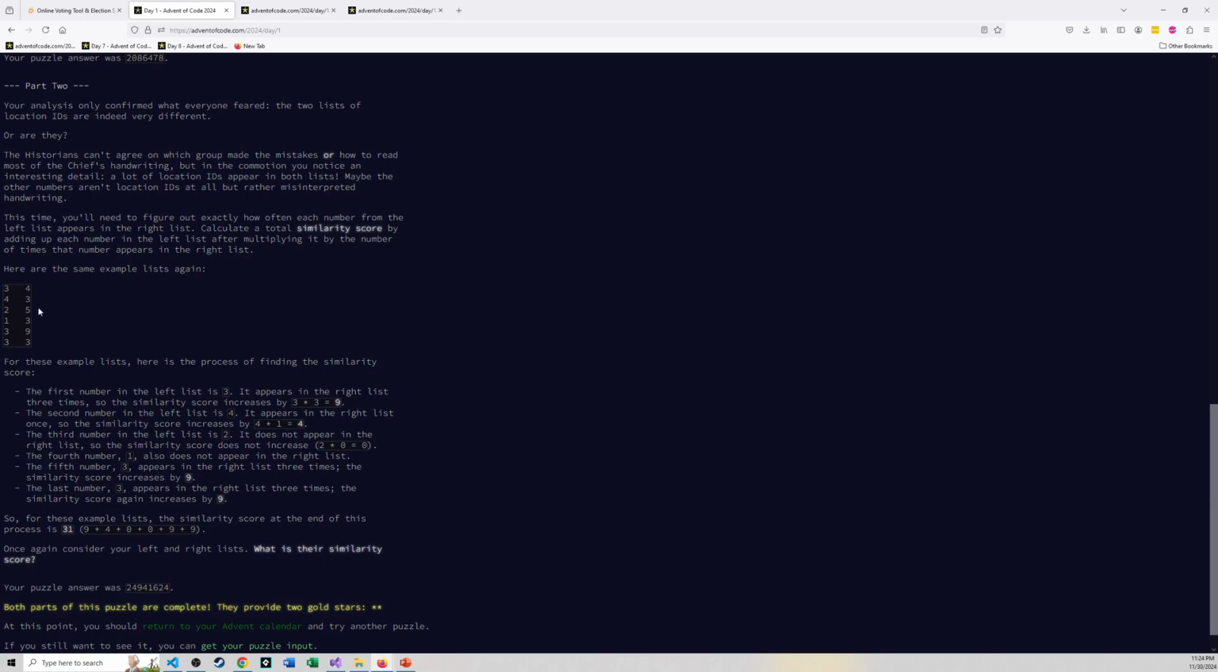So I find the 3 three times, so 3 times 3 is equal to 9. And in this case, if you find a number and it's not in there, like the 1 is not in there, well, you don't add anything to the list. So key times the count of the number in the other list, sum them all up. I get 24,941,642, or 24. Just have the numbers transposed there.